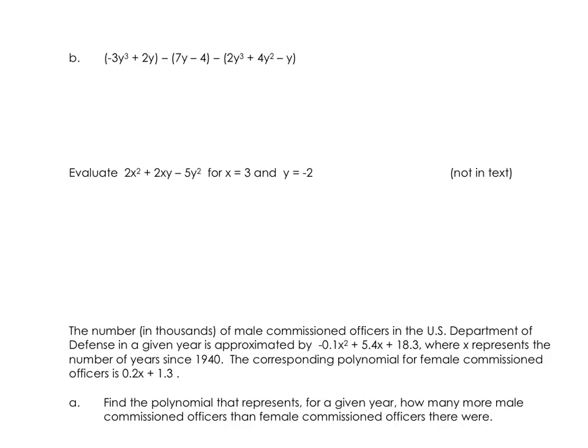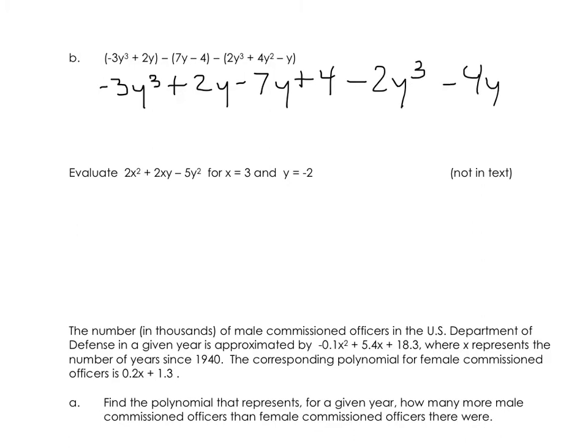We're subtracting here: minus 3y^3 plus 2y^2 minus 7y plus 4 minus 2y^3 minus 4y^2 plus y. Let's look for our like terms. Minus 3y^3 minus 2y^3 is minus 5y^3.